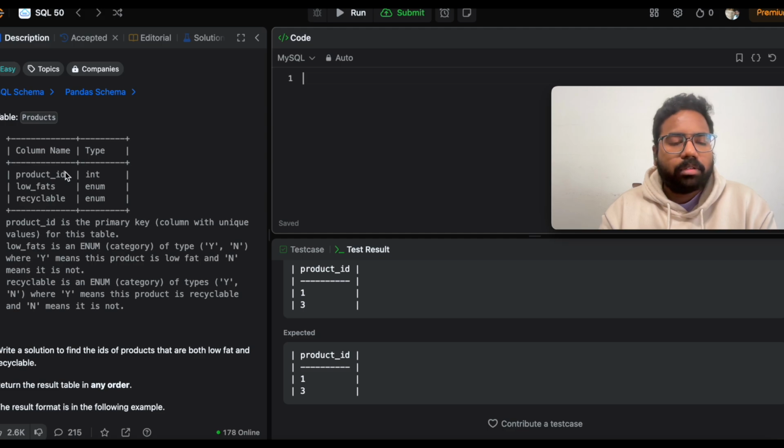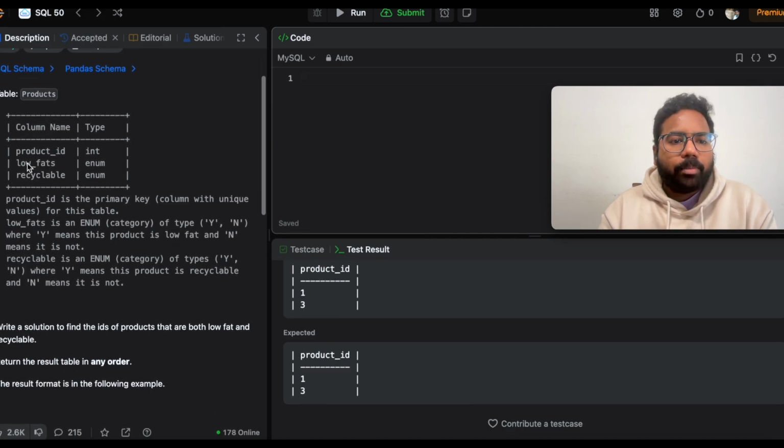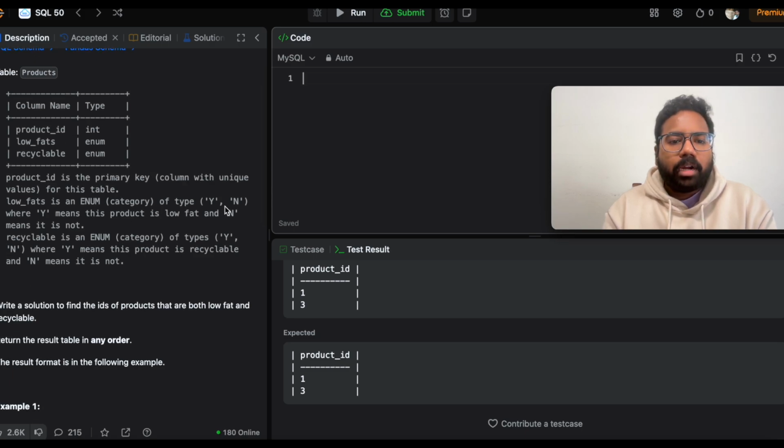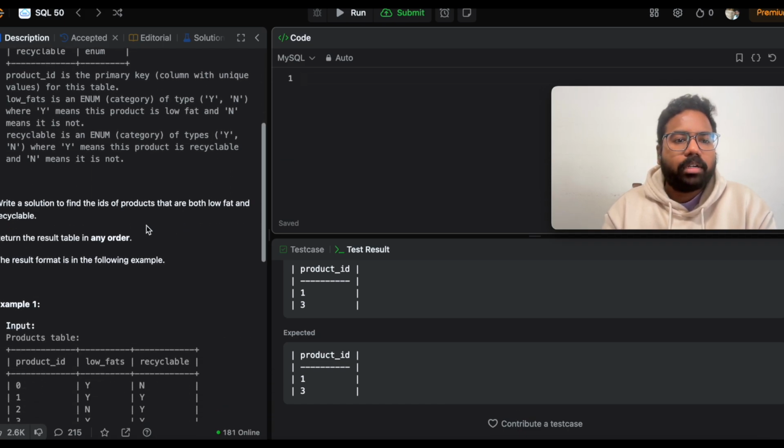We can see that the question has given us a product table, and we have a product ID, which is the primary key, and then we have the low fats and recyclable columns. Both the columns are of type enum, and as we can see, the acceptable values are y and n. So it's like yes and no for that.